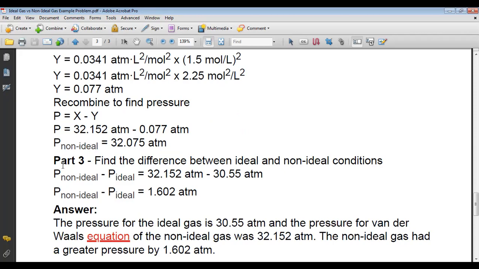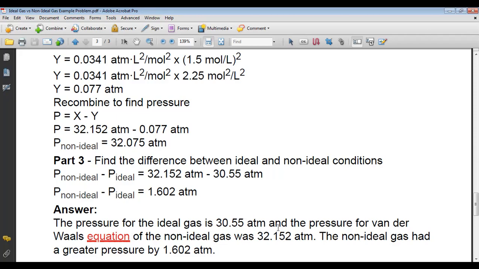So your third part is now to find out the difference between the ideal and the non-ideal condition. For non-ideal minus ideal, you have already calculated the pressures. So you are just subtracting the pressure of the ideal equation from the non-ideal. When you find out this one, the difference is 1.602. So here is the statement: the pressure of the ideal gas is 30.55.